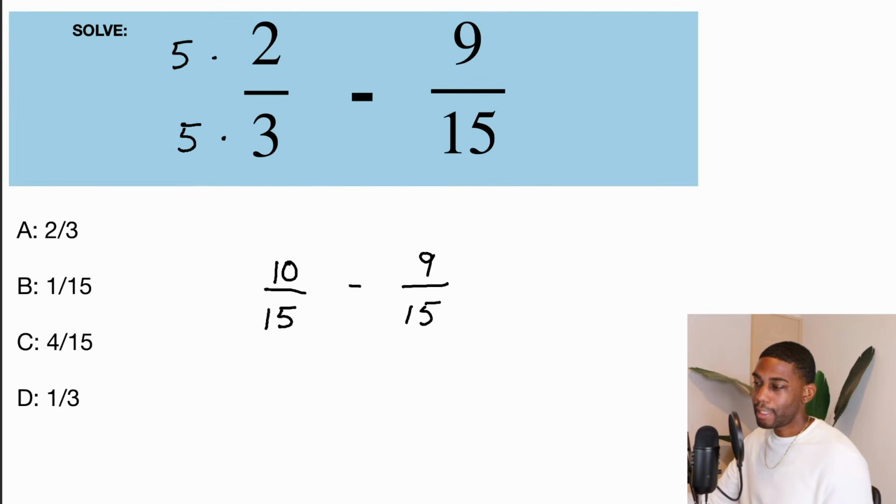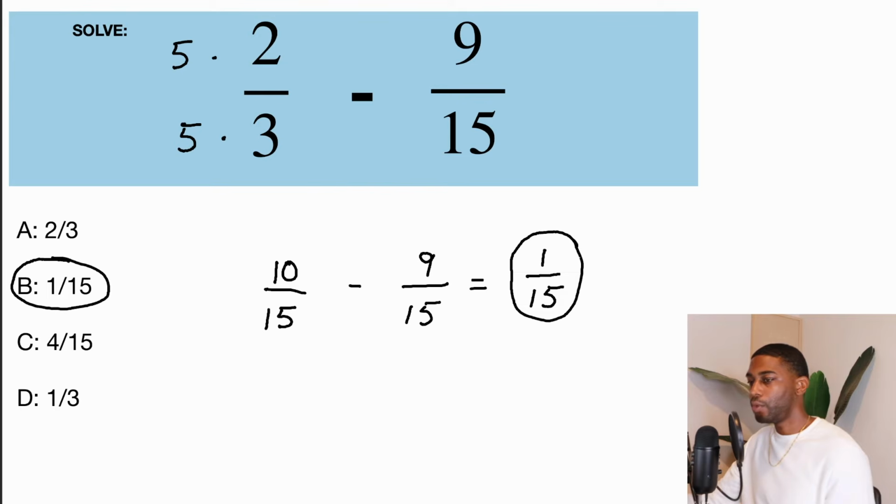So we have 10 over 15 minus 9 over 15. Right, we're going to subtract the numerators. 10 minus 9 will give us 1, and 15 will be our denominator. 1/15. We can't simplify this any more than it already is, so 1/15 would be the correct answer. B would be the correct answer, 1/15.